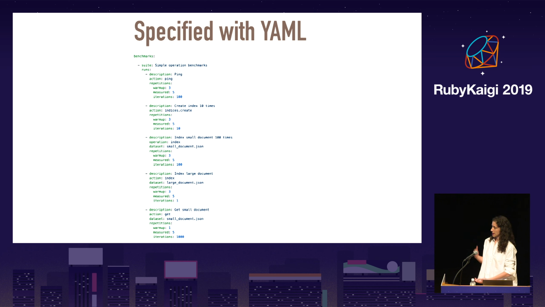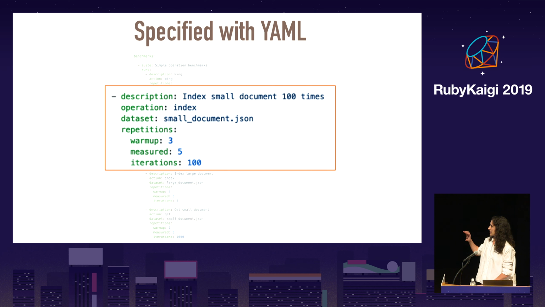So it's in YAML. And again, to highlight a section, because it's kind of small, this is what indexing a small document 100 times would look like as a YAML definition for a benchmark run. So we have the index, the operation is index. We use a data set called small document, and we define the repetitions. We have 3 warm-up repetitions, 5 measured repetitions, and 100 iterations. Iterations is the number of times you do the operation in one single repetition to reduce noise.